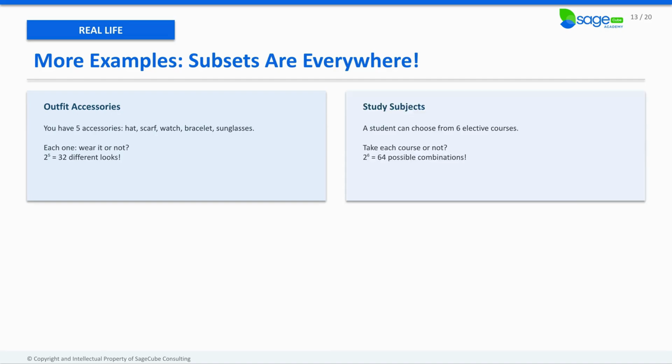You are doing 6 elective courses, right? We are taking elective math, physics, chemistry, biology. Maybe you're adding computing to it, and let's add a 6th one, econ, right?